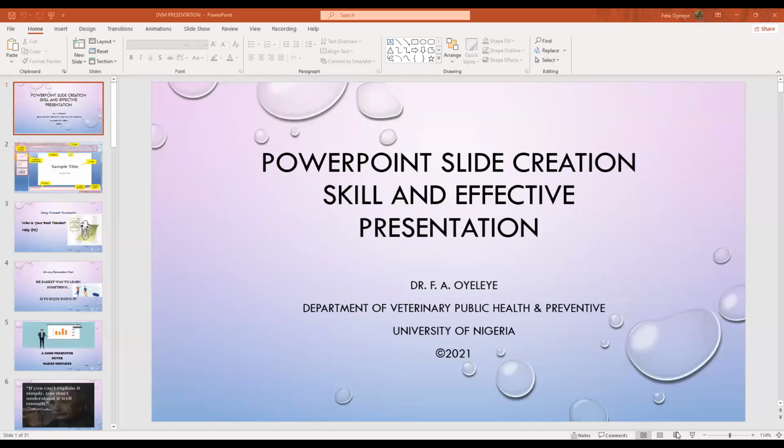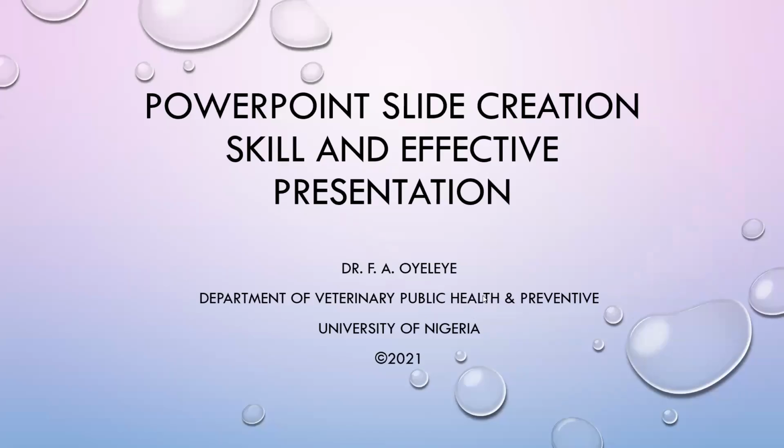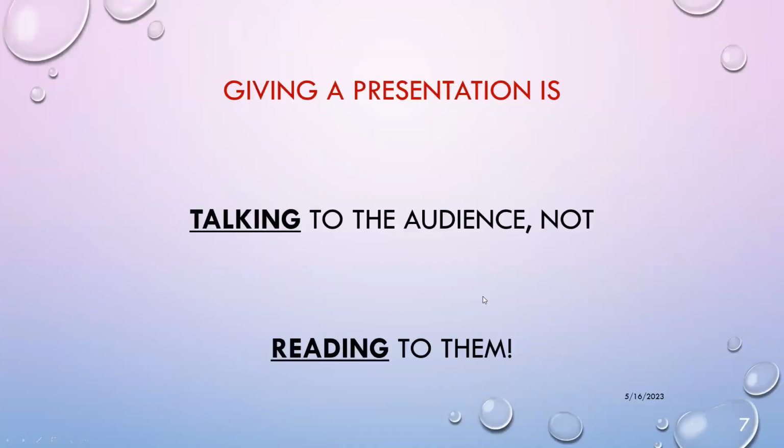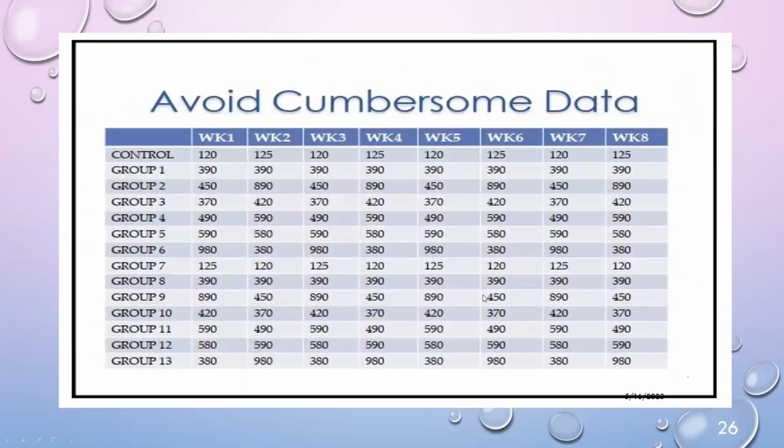Okay, that table you showed, you called it a cumbersome data. I didn't quite get the way you said we can do. You said we should just choose the two that were significantly different. So what happens to the other ones? Because when you are presenting, they will insist that you show everything.